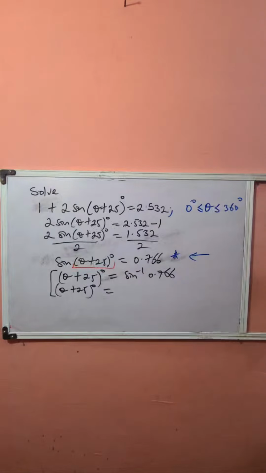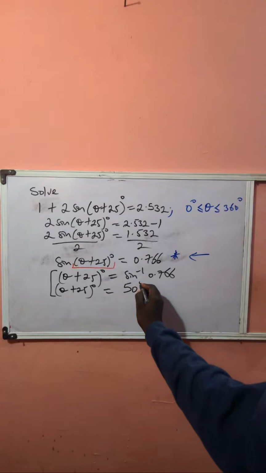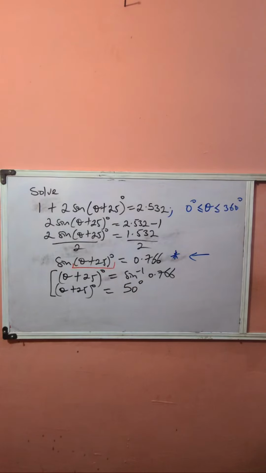What is arc sine of what you have right there? Well, arc sine of that should give you something around 50 degrees. Is that correct? 50. All right. So we have 50 degrees. Arc sine of this is 50 degrees.